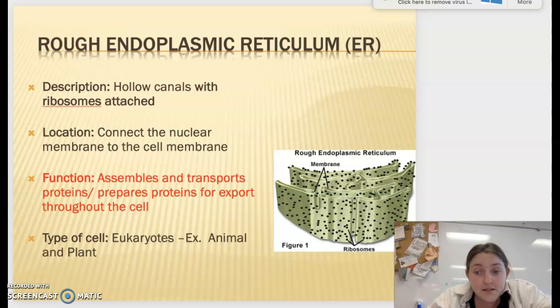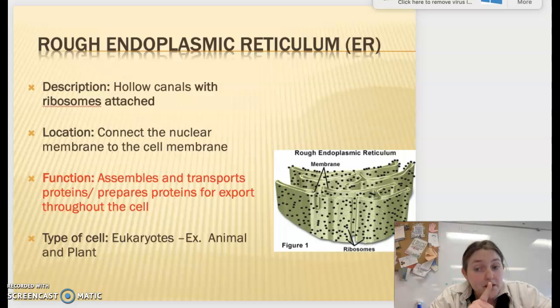Speaking of proteins, let's move into the ER categories. So we have two different endoplasmic reticulums. We have the rough and the smooth. The rough is called that because it's covered with ribosomes. So these are a bunch of hollow canals with ribosomes attached, and they're connected to the nuclear membrane, and they create a passage from there to the cell membrane. They assemble and transport proteins.